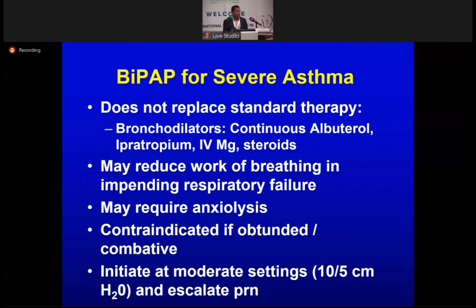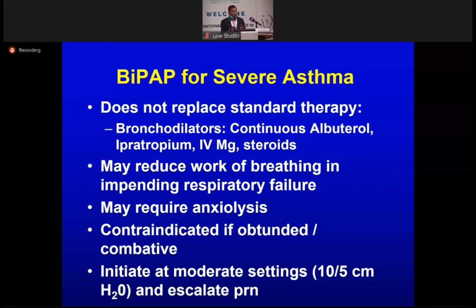It does not replace standard therapy. Remember, it will only come into play if the standard therapy has not worked. And the standard therapy, just to recapitulate again, are bronchodilators. If the initial doses don't work, we add continuous albuterol, ipratropium, IV magnesium, steroids, and terbutaline or epinephrine, subcutaneous or IM. The use of BiPAP, again, is very helpful in reducing work of breathing, often in patients with impending respiratory failure. It may require anxiolysis.